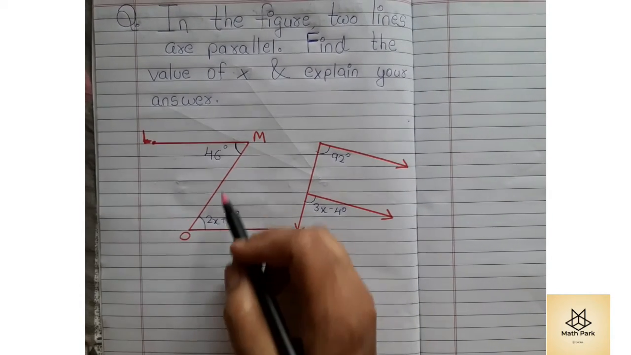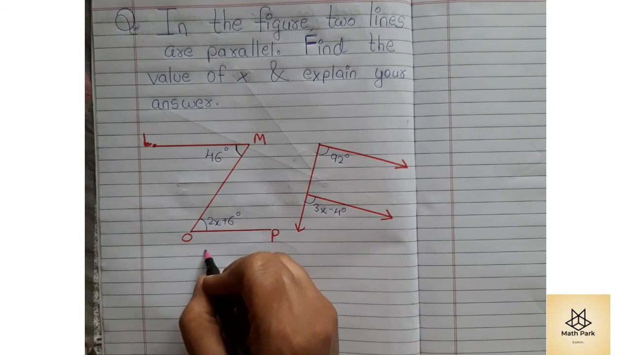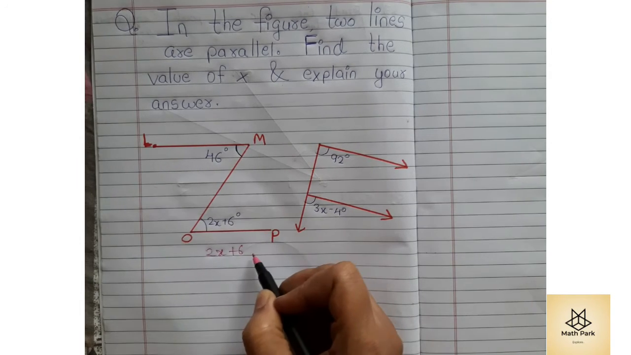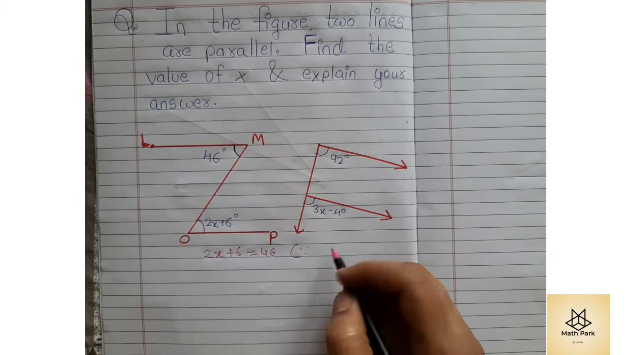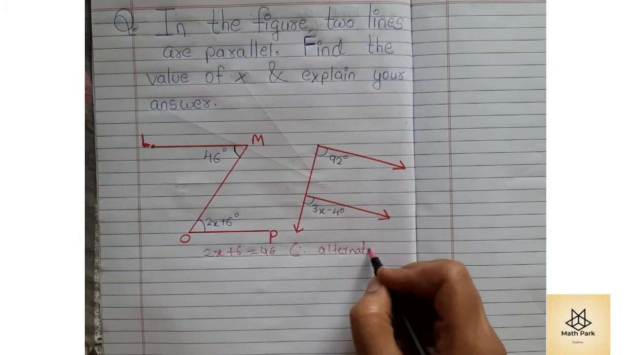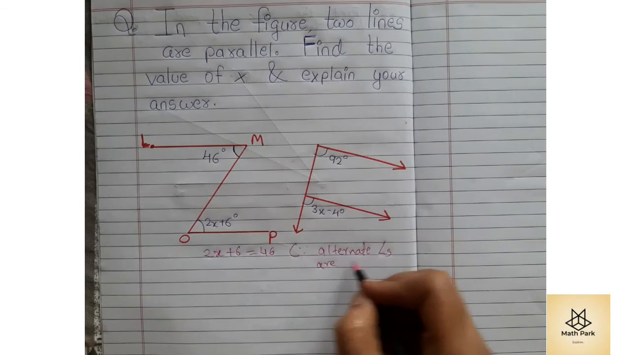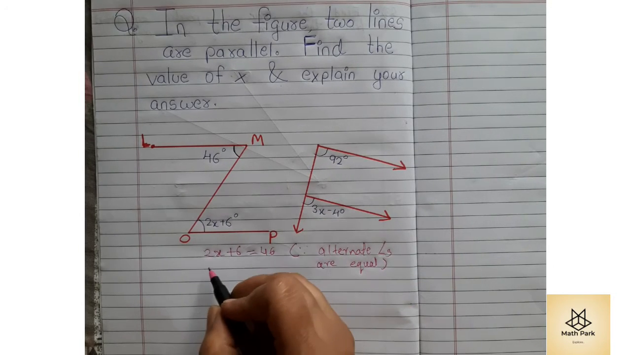Since the alternate interior angles are equal, we get an equation 2x plus 6 is equal to 46. We write the reason here, since alternate interior angles are equal. You can say alternate interior angles are equal or alternate angles are equal.